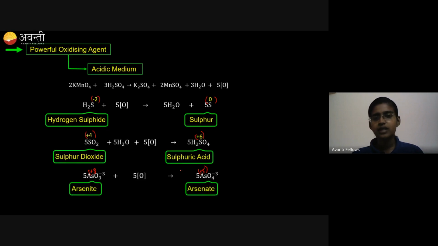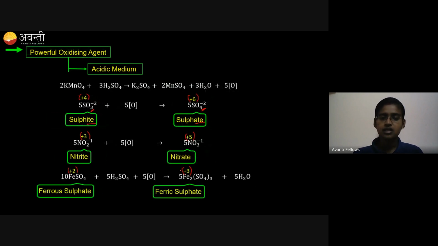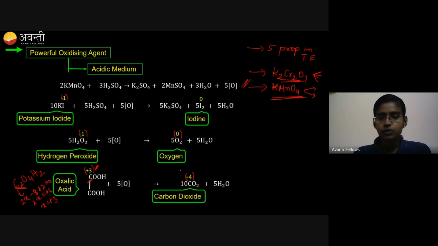And also I told you sulfide is oxidized to sulfur, sulfur dioxide to sulfuric acid, arsenide to arsenate, sulfide to sulfate, nitrite to nitrate, ferrous sulfate to ferric sulfate. These are the conversions by the action of KMnO4. And also iodide to iodine, hydrogen peroxide to oxygen, oxalic acid to carbon dioxide. This was the summary I gave you in the last class. All these reactions are done in the acidic medium. All the conversions we have discussed so far are the acidic medium conversions.